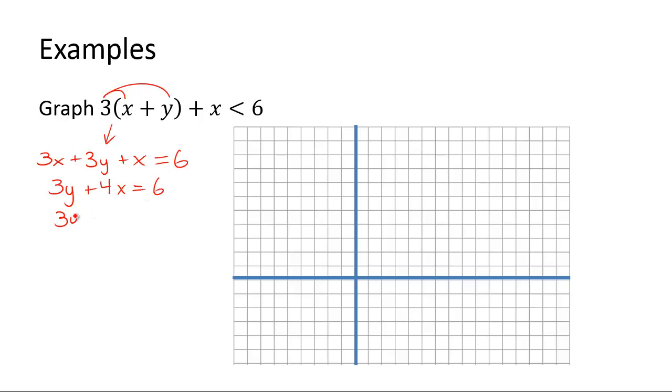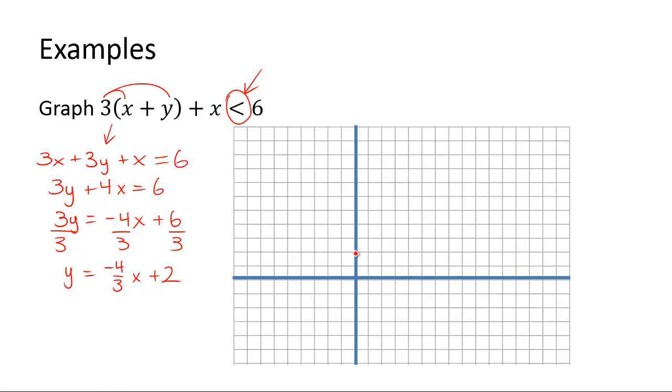Get y by itself. -4x plus 6. Divide everything by 3. You get y equals -4/3 x plus 2. And we're going to use a dotted line here because the boundary is not included.